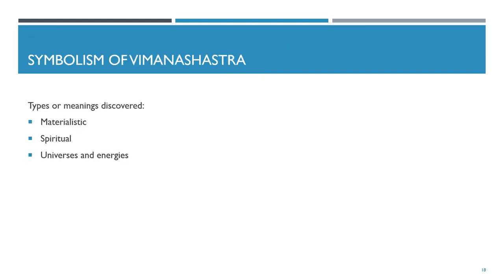And then the symbolism of Vimana Shastra. Till now, I think nobody has discovered this. I have found it nowhere, and I think I am the first person to discover it. Vimana Shastra has not only technology meaning in it. I have discovered that it has spiritual meaning also, and meanings related to the universe and energies. For example, Vimana means the human body, and the astronaut means the soul, the energy in it.